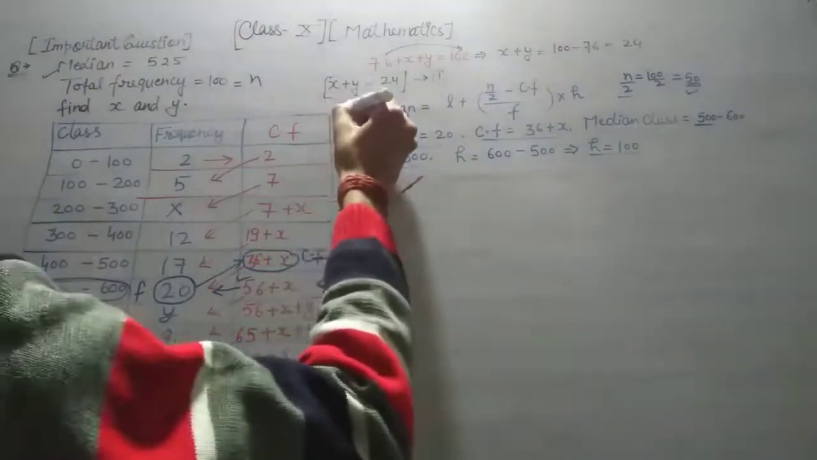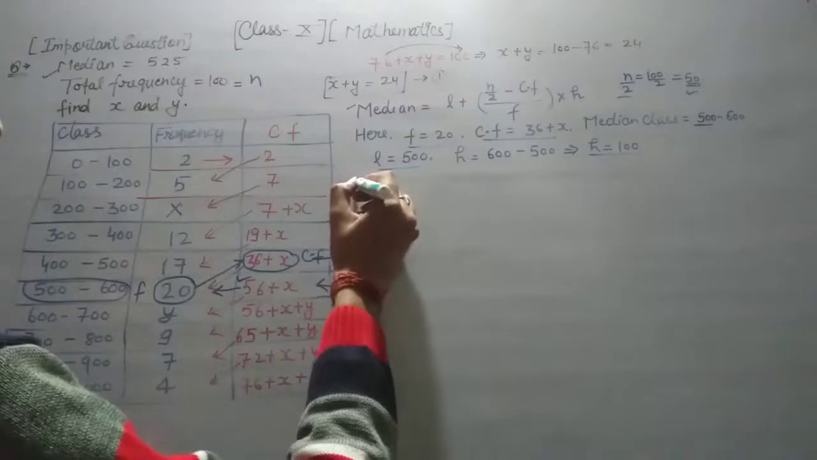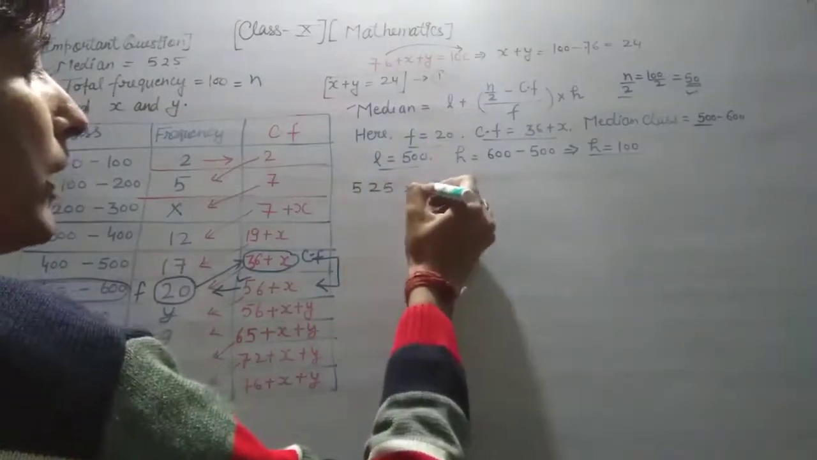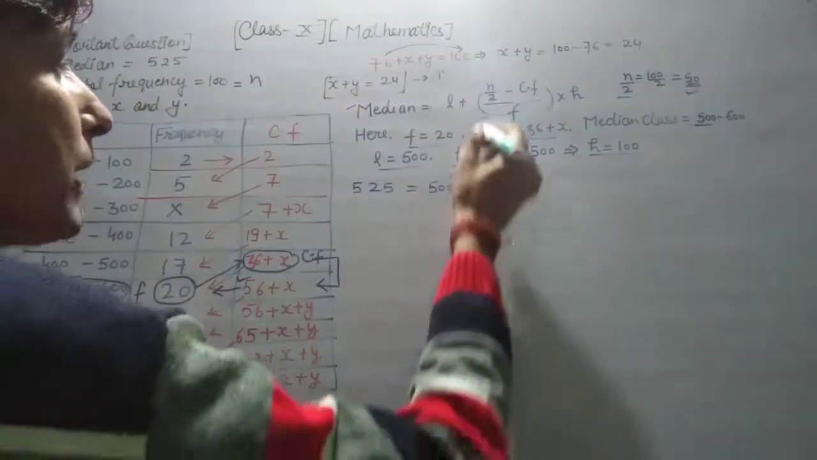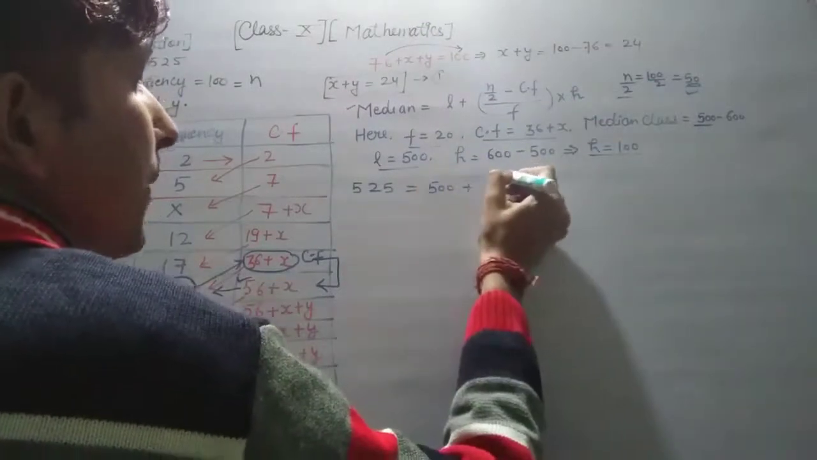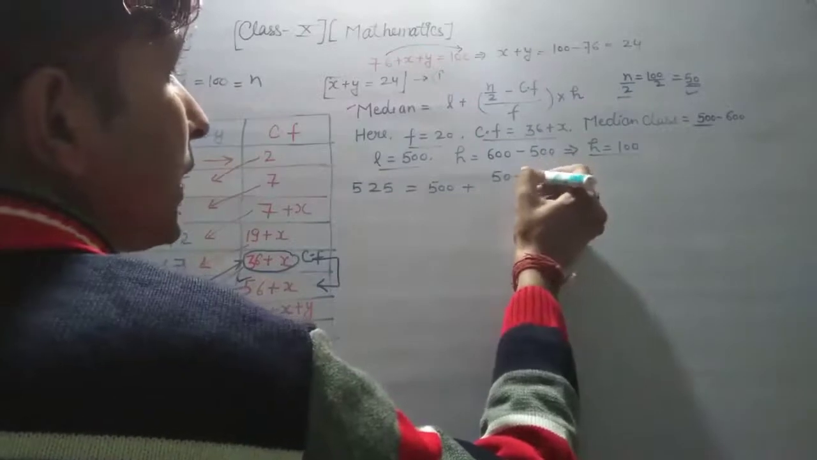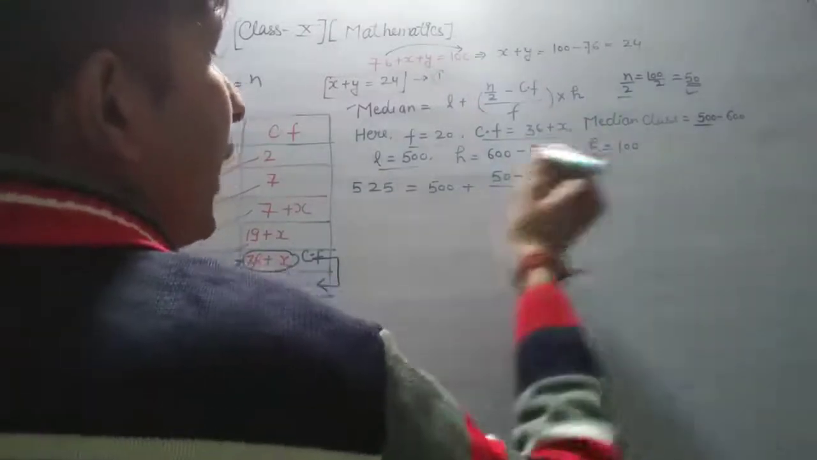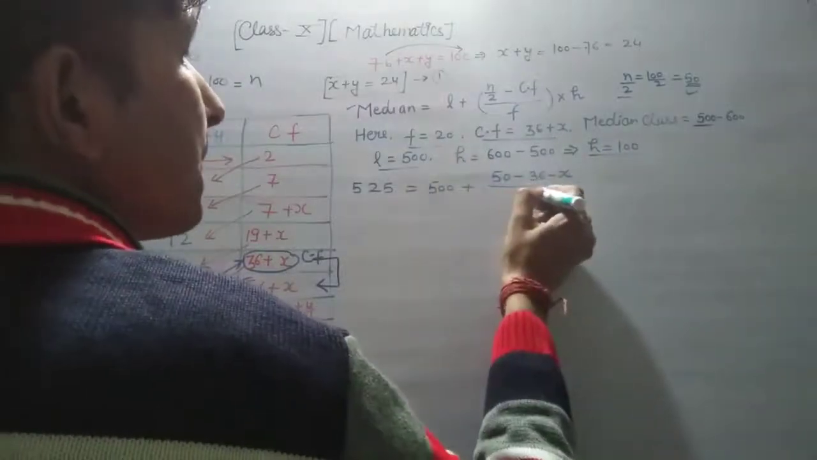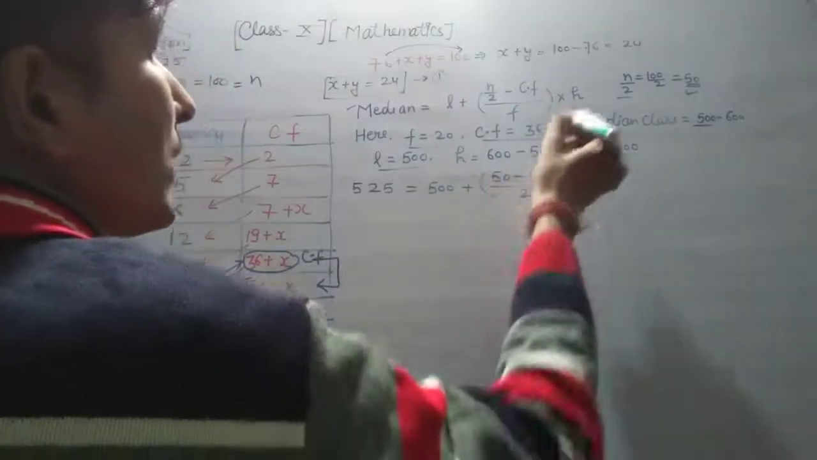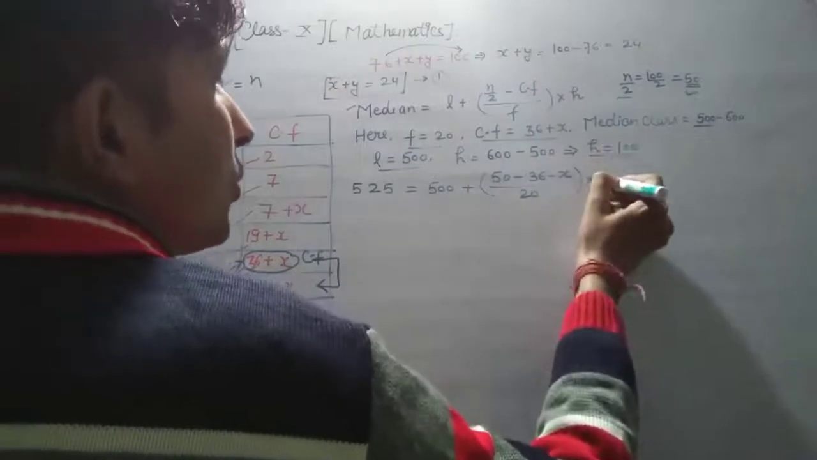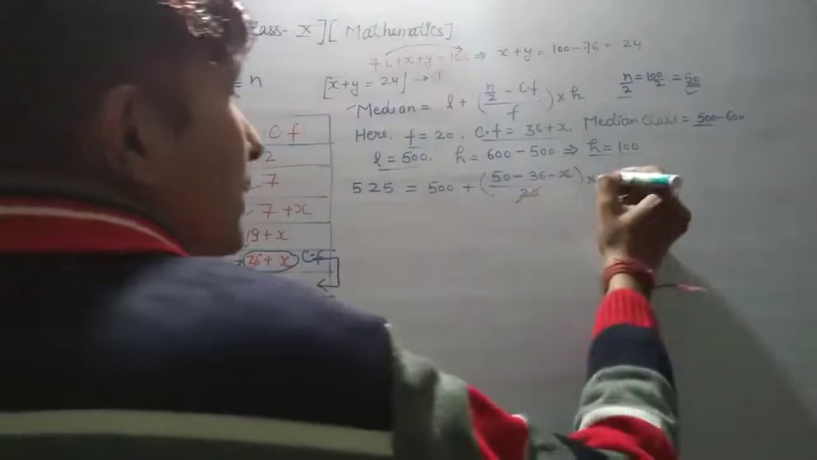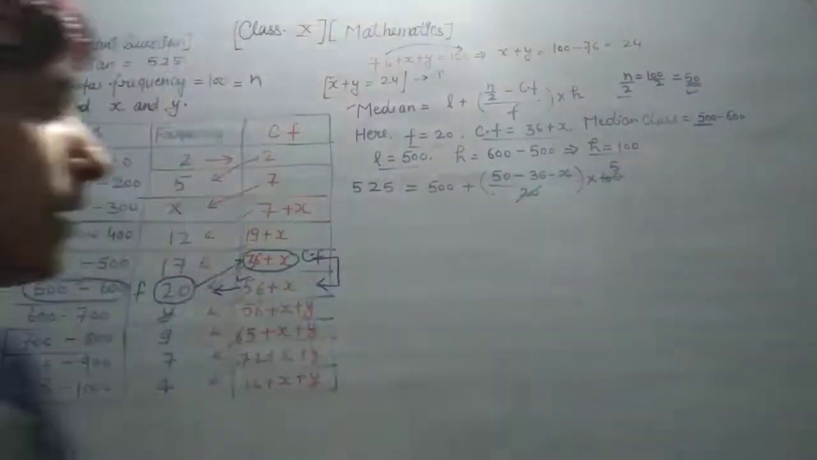Here you know that the median is equal to this value, so put it in: median 525 is equal to L, which is 500, plus N upon 2, that's 50, minus CF, which is 36, minus x, upon f, which is 20. And also, what's the value of h? h is 100. So you have to put it in at the place of h, and then cut this value against this, so that is 5.